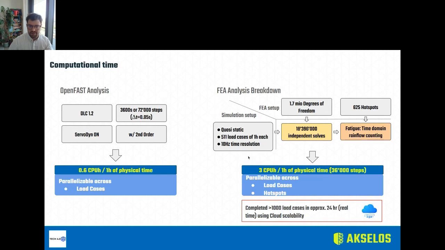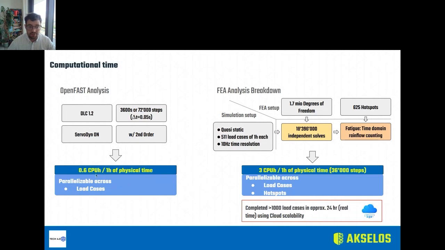On the other hand, if we take the FEA analysis breakdown, in this case for fatigue, we consider a 1.7 million degrees of freedom model with 725 hotspots. And we've done this analysis for approximately 500 load cases, with a 10 Hertz time resolution. Then this equates to 3 CPU hours per hour of physical time. And so I wouldn't say that the OpenFAST analysis is negligible, but what's key to understand here is that both of these processes are highly parallelizable.